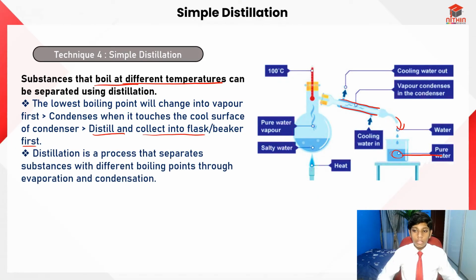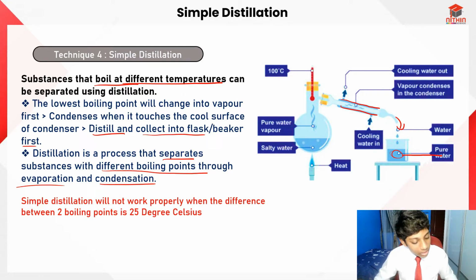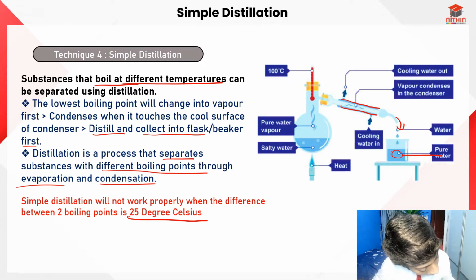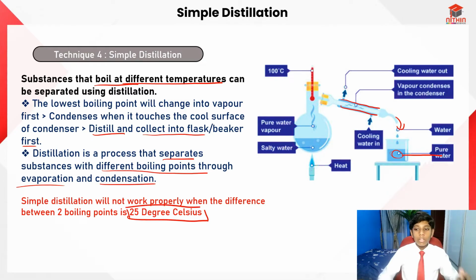Next, distillation is basically a process that separates substances with different boiling points through evaporation and condensation. Something important that you need to take note of is that simple distillation will not work properly when the difference between the two boiling points is 25 degrees Celsius. So it needs to be more than 25 degrees Celsius. Please do take note.